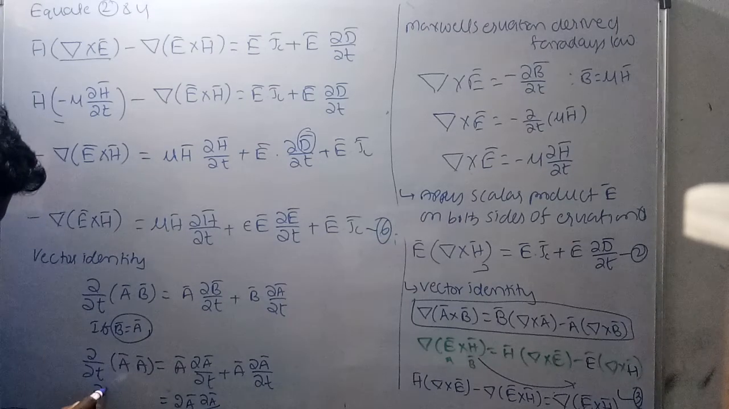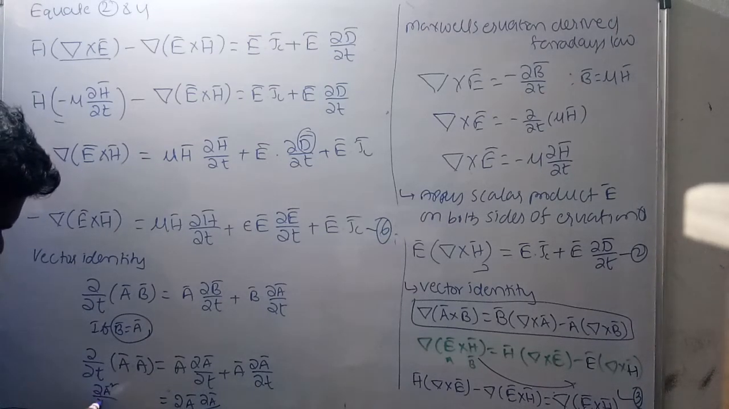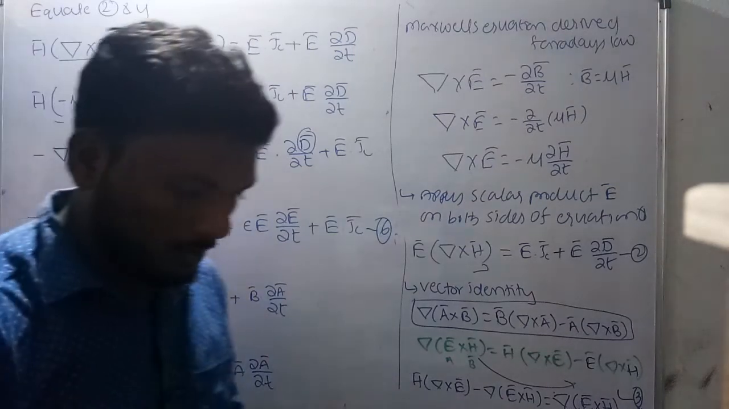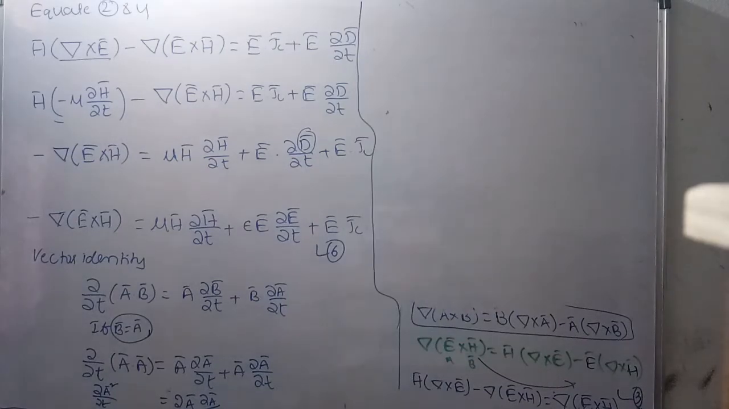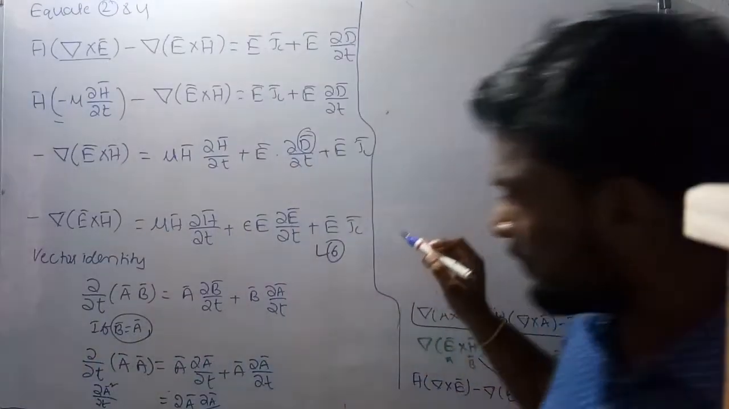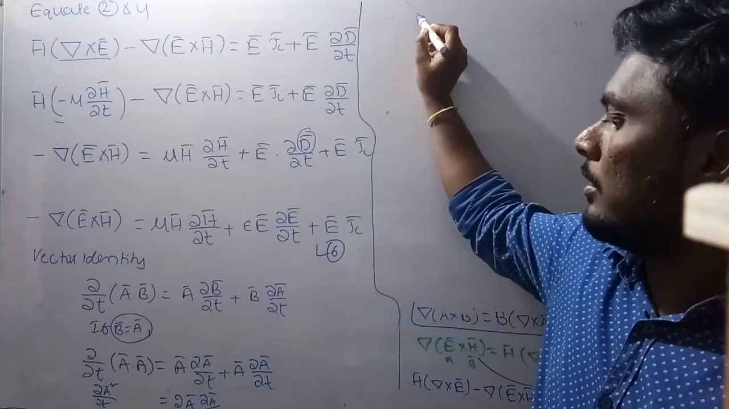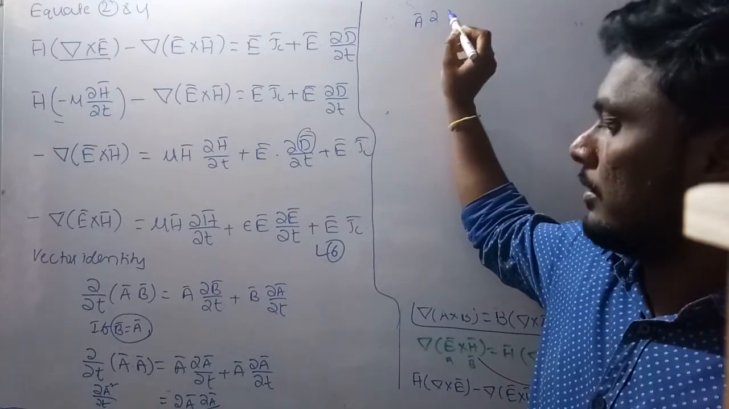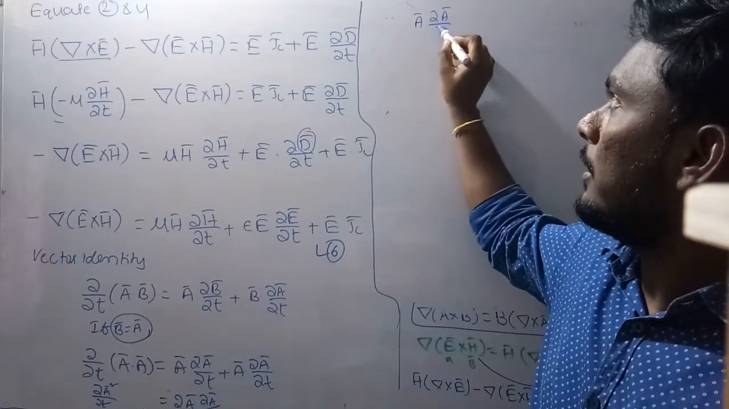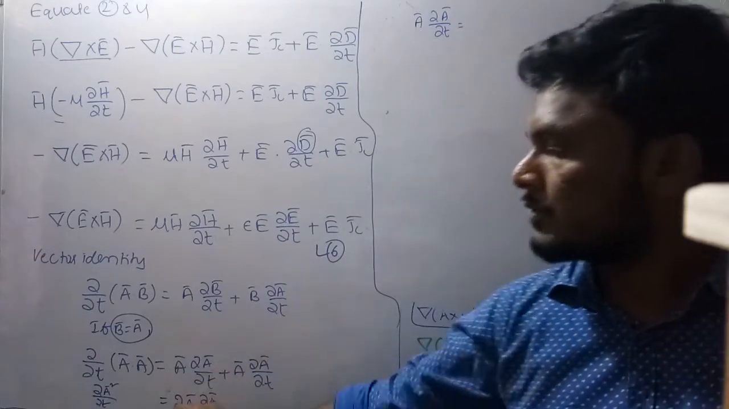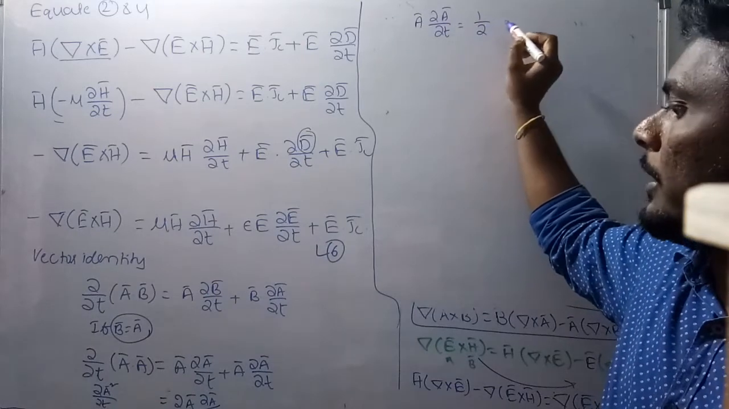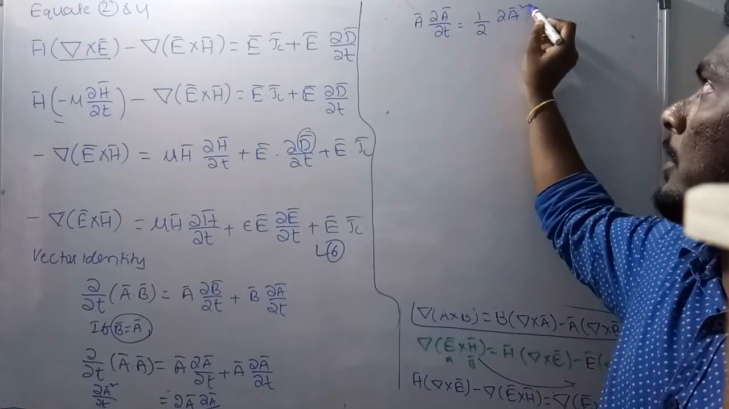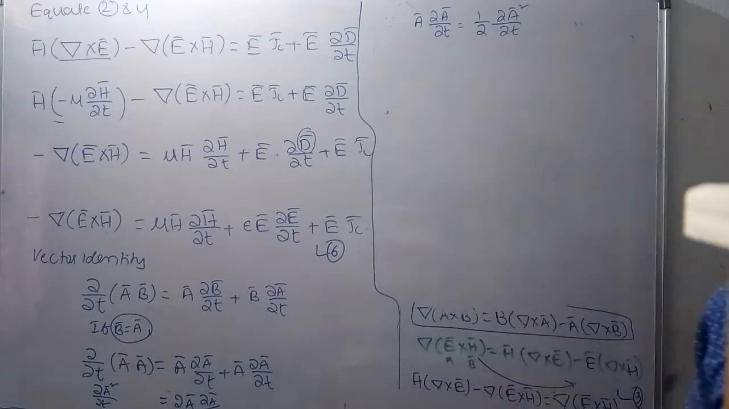It is ∂(H̄²)/∂t. Okay. Now, ∂(Ē²)/∂t, which is also equal to Ē·∂Ē/∂t, equals, if you send the 2 to the outside of the equal sign, it will become 1/2 times ∂Ē²/∂t, right?